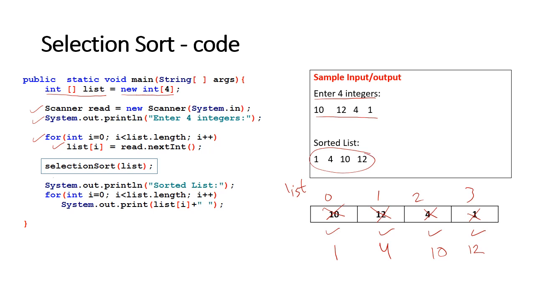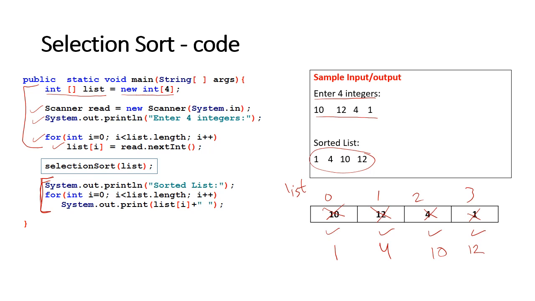The last piece of the code in your main method is only to do the output of the elements in the array. And of course, once you do the sorting, the elements will be sorted. Now, our main method is divided into two steps: creating the array and reading the values, and then at the end we are doing an output of the values. In between, we have to do the processing of the selection sort.